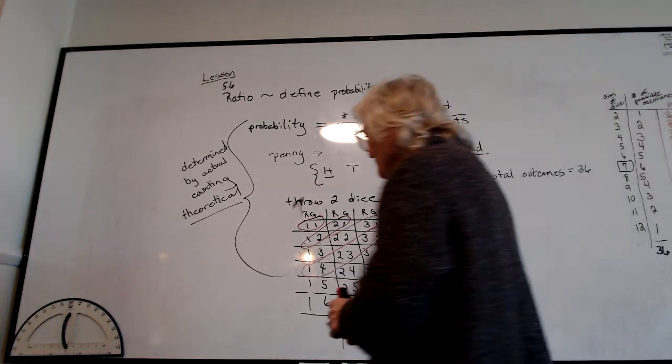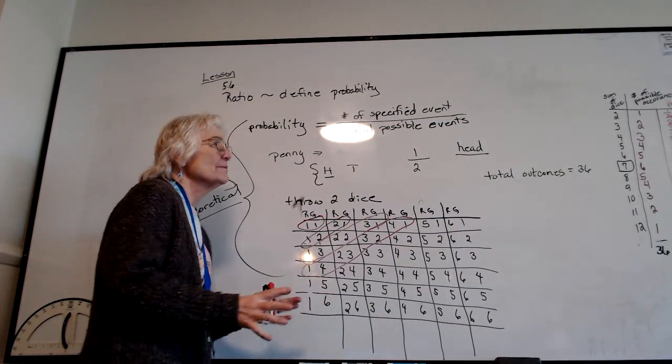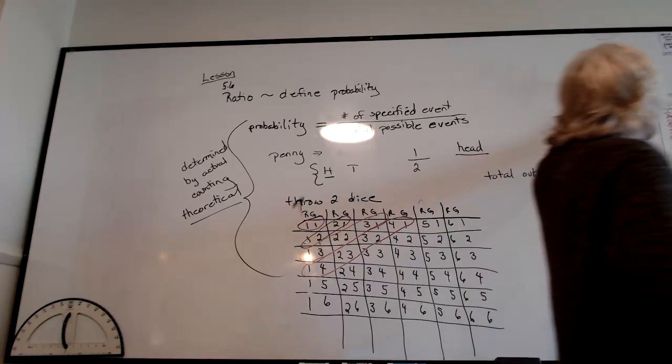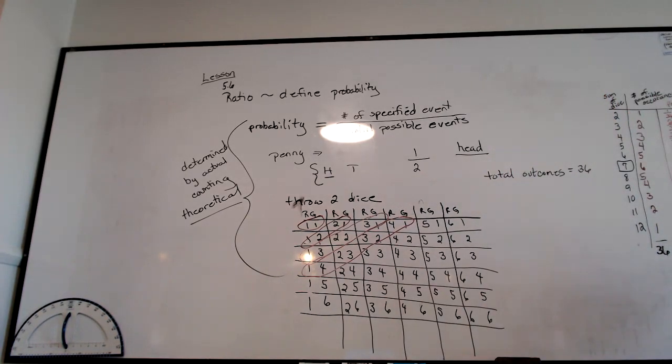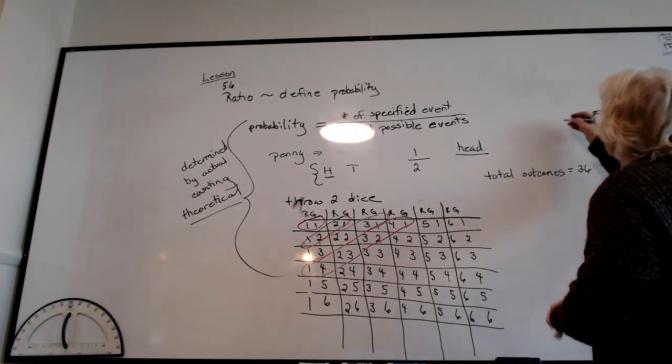Yeah. So that's what probabilities are. This is a theoretical distribution. This is called a probability distribution, and it shows you how likely something is to occur. So this is called a probability distribution.